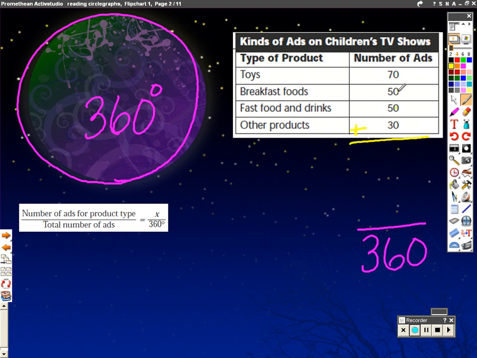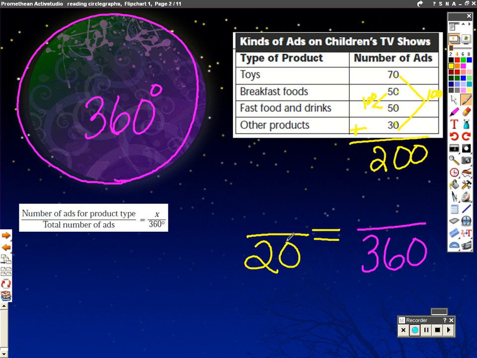50 plus 50 is 100. Remember, I do my easy ones first. 30 plus 70 is 100. So if I have 100 and another 100, that's 200. So 200 is the total number of adds. If 360 is a total and 200 is a total, both totals have to be in the same location, so it's on the bottom. There we go. And now, I want to know how many were breakfast foods. So breakfast foods, I look here, it's 50. So 50 for breakfast foods, and I want to know how many degrees.